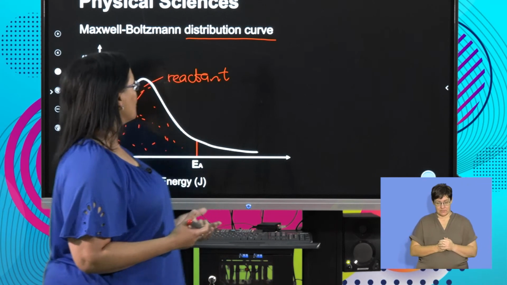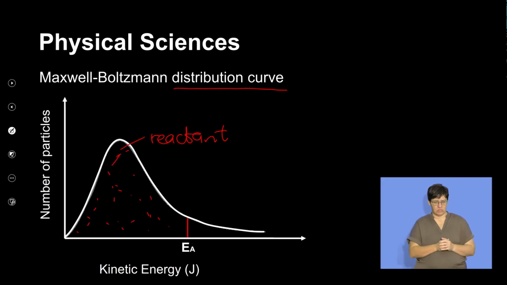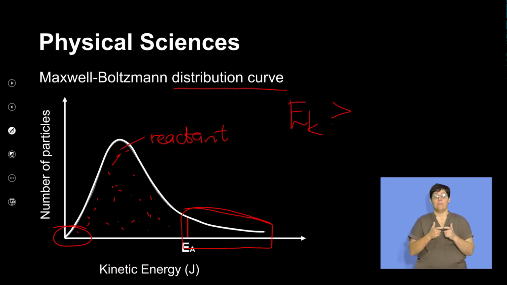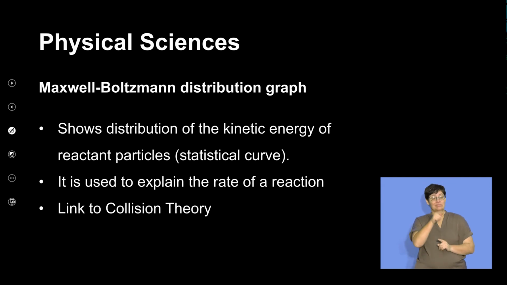So if we look at the normal distribution, normally it will look like this. We have particles that have almost zero energy, up to particles that will have a high energy, and then the particles that will actually reach this point where the kinetic energy is bigger than or equal to my activation energy. The Maxwell-Boltzmann graph, like I said, we will link this to the collision theory, where we talk on a particle level.